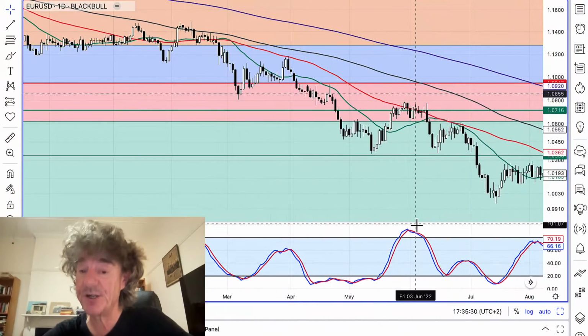So the stochastic is just an indicator to say, if you are thinking about buying or selling, now is a good time to start looking at it. It doesn't mean that the market is going to change direction.